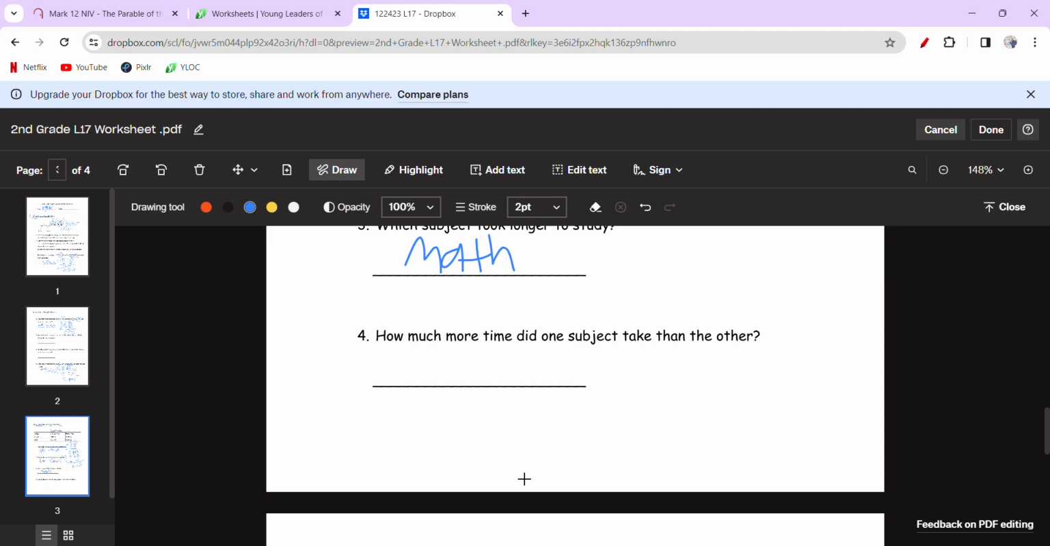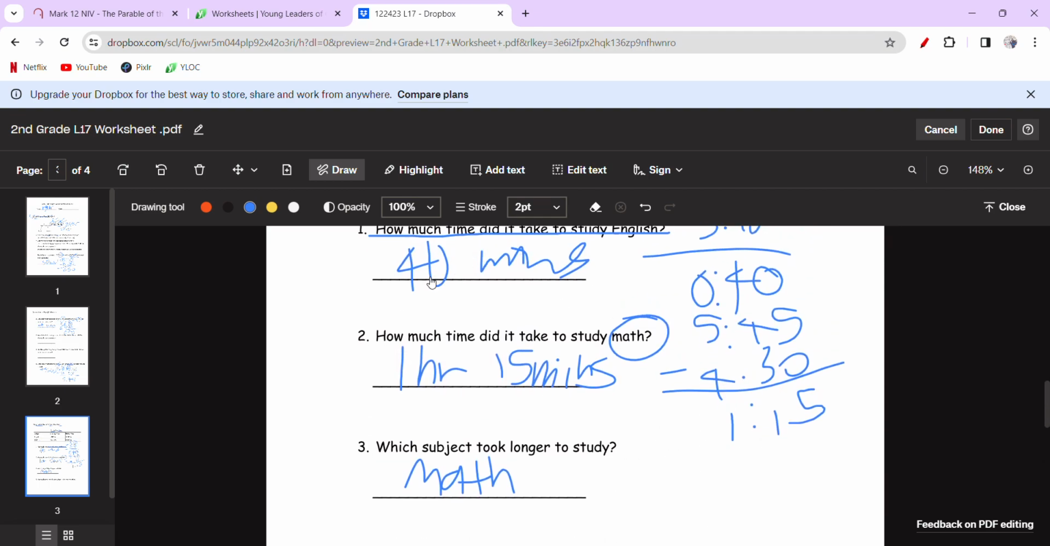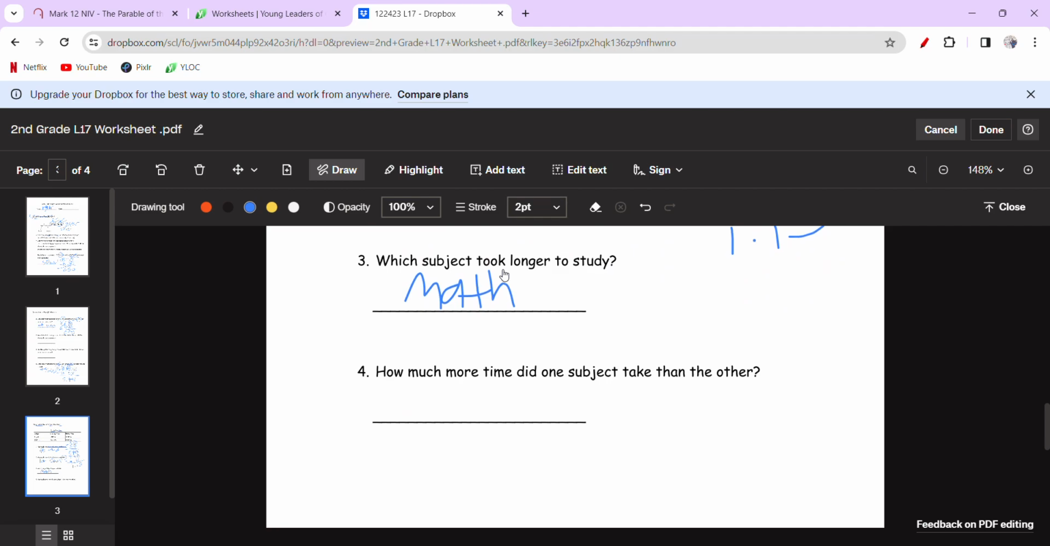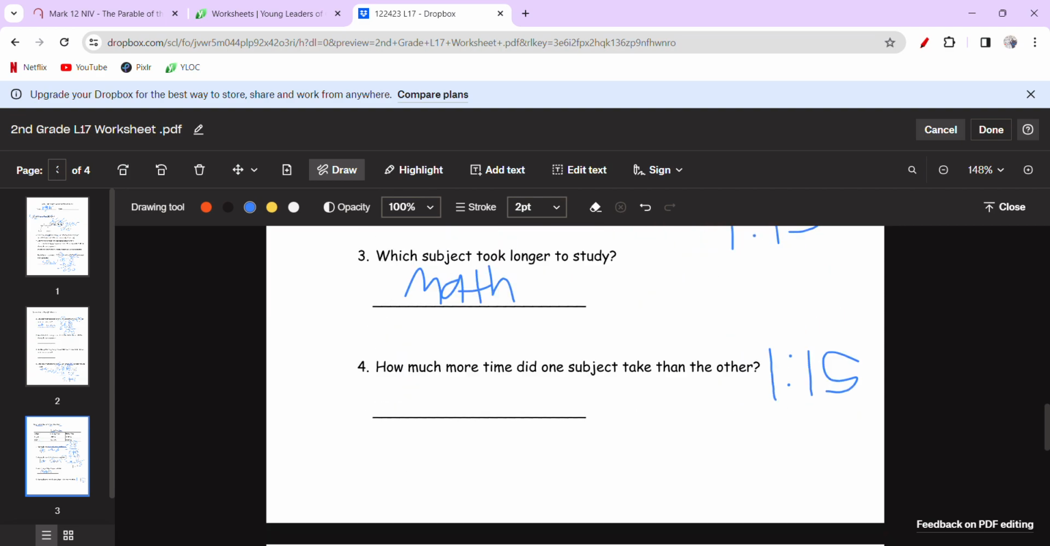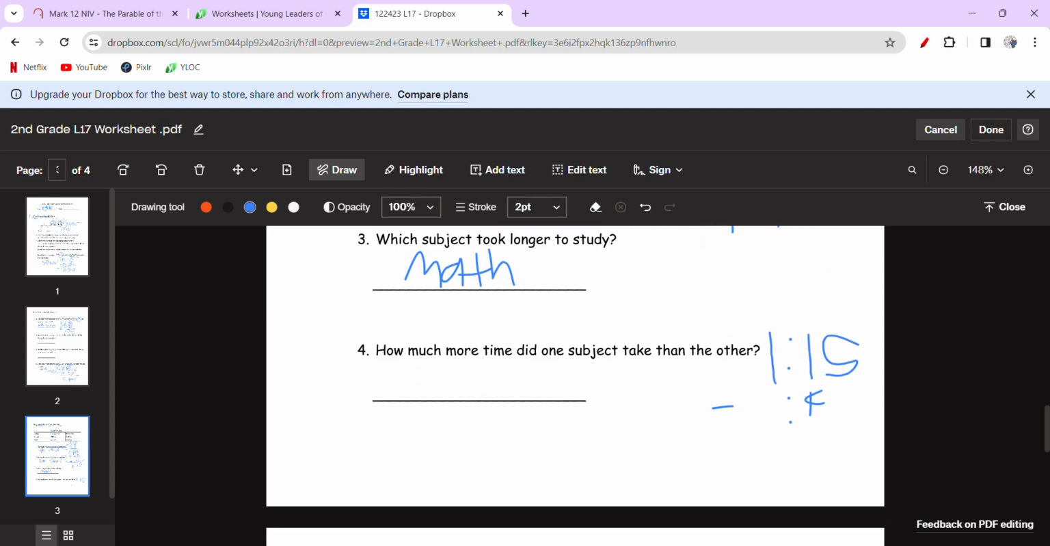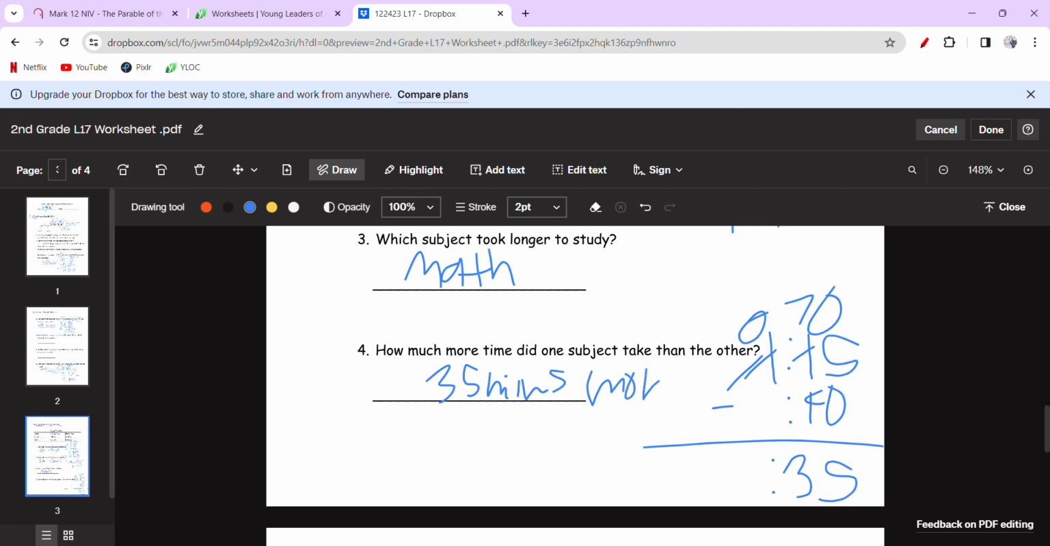How much more time did one subject take than the other? Okay, now we have to contrast how much. So we have to find the difference between the time it took to study English and math. So we would do 1 hour. We will take the greater number and then minus the smaller number. 5 minus 0 is 5. 1 minus 4 cannot do that, so this would be 0. You give it away, it would be 70. 70 minus 4, 7 minus 4 would be 3. So we know that is 35 minutes more.